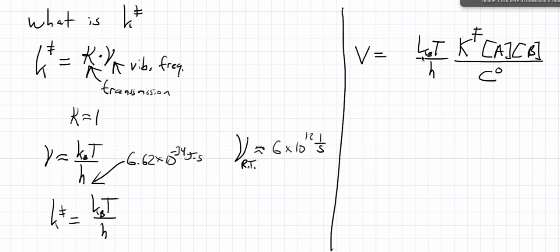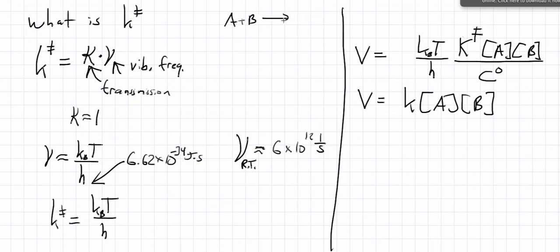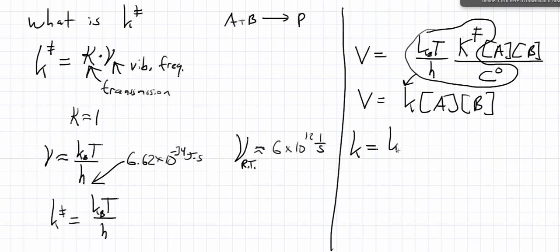If this is the rate, and this is a bimolecular reaction, we know that we could also say it's going to be k times the concentration of A times B. Because let's not lose sight of the reaction, right? It was A plus B in a single step forming products. And so if it's a single step and it's bimolecular, then it's going to be second order overall. So that means we can identify this entire expression as k. So we have an equation for the rate constant. The rate constant that we would determine experimentally for this one-step reaction would be kT over Planck's constant times the equilibrium constant for transition state formation divided by the standard concentration.